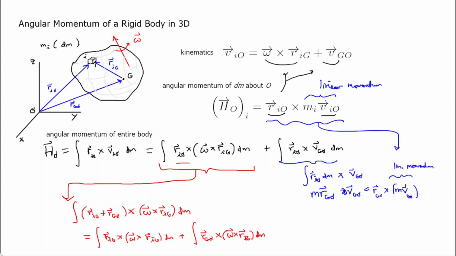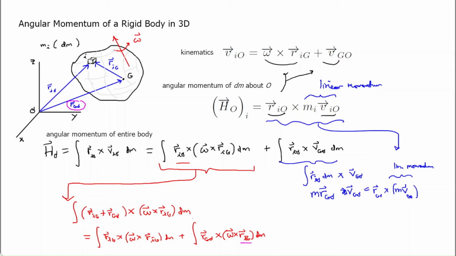dm. Now again, the second of these is actually going to be the easier one to work with, and we'll take care of that one first, and then we'll come back to the first one probably on the next screen. Now notice in this second integral that we have in red, the only thing that is a variable with respect to the integration is r sub ig. R sub go is simply the position of the center of mass relative to O. Omega just is what it is for this whole rigid body. It's not a function of point to point.